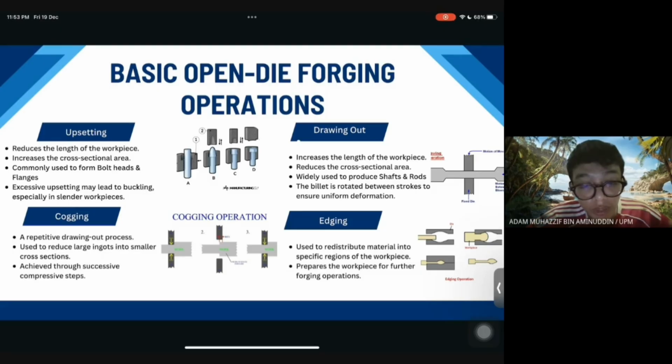Upsetting is the opposite of drawing out. It reduces the length of the workpiece and increases its cross-sectional area. This operation is commonly used to form bolt heads and flanges. However, excessive upsetting can cause buckling, especially in slender workpieces. Cogging is a repetitive drawing out process used to reduce large ingots into smaller cross-sections through successive compressive strokes. And edging is used to redistribute material into specific regions of the workpiece, preparing it for further forging operations.